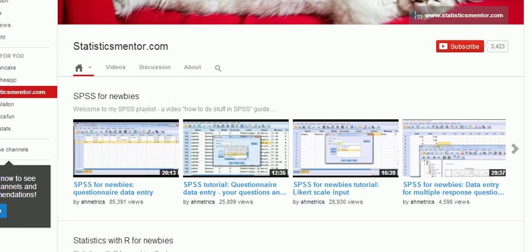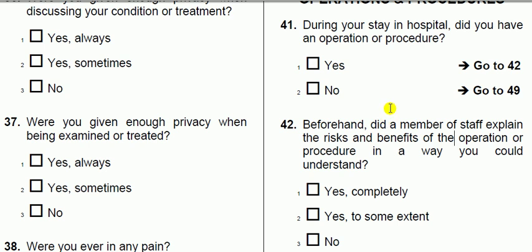Right, so filter question, otherwise known as screening, otherwise known as contingency, or other names. These types of questions look like this. During your stay in hospital, did you have an operation or procedure? Yes or no? Notice this is a nominal scale. If you answer yes, you go to question 42. If you answer no, you go to question 49.